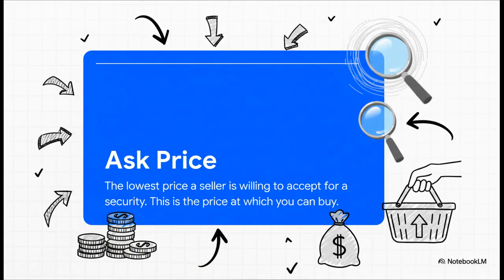And on the flip side of that coin, you've got the ask price. Now, imagine you want to buy that same share instantly. The ask price is the lowest price any seller out there is willing to take. So to buy it now, you have to meet their ask.